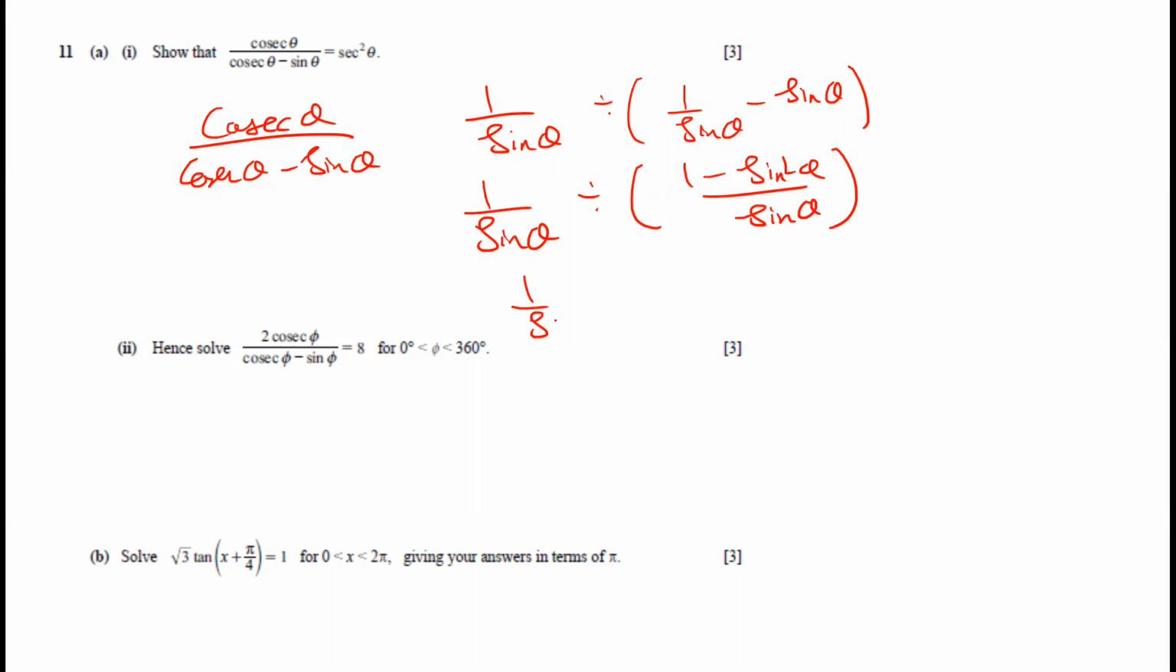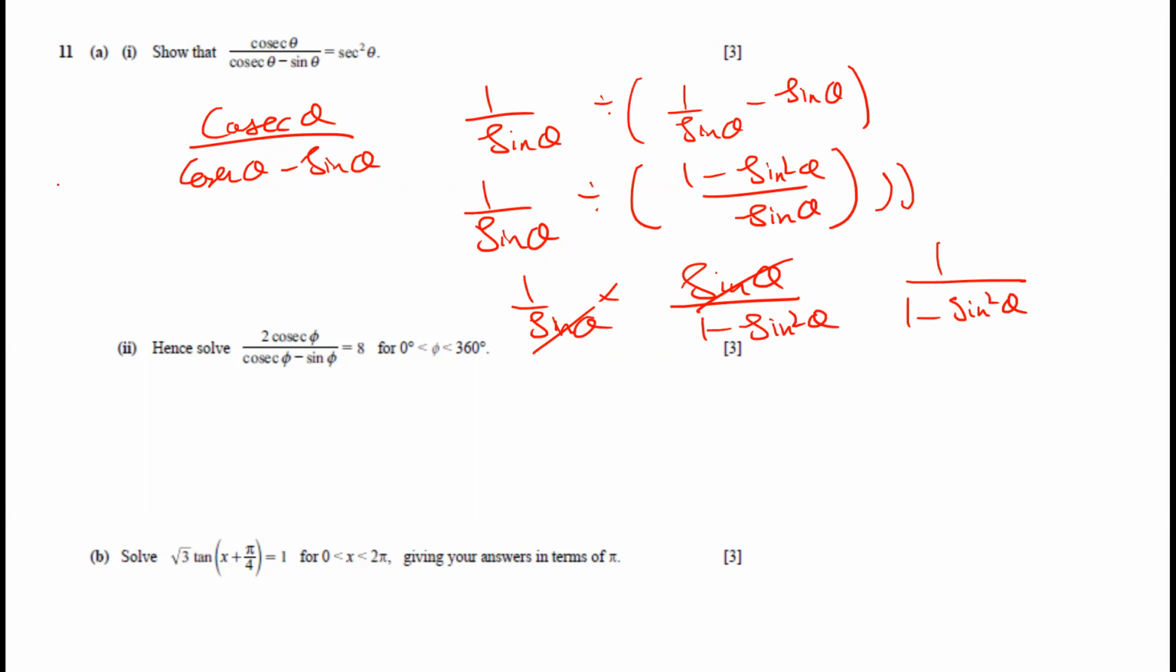So 1 upon sine theta multiplied by, now this will go into inverse because we are converting division into multiplication. So this would be sine theta divided by 1 minus sine square theta. So sine theta cancels out and we get 1 over 1 minus sine square theta. So this is one thing you need to memorize: sine square theta plus cos square theta equals 1. So 1 minus sine square theta would be equal to cos square theta.